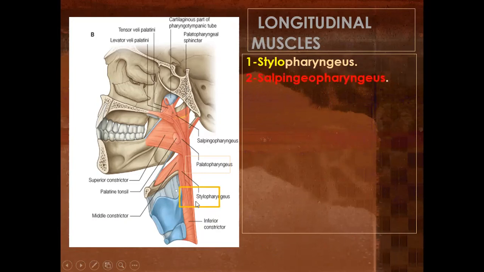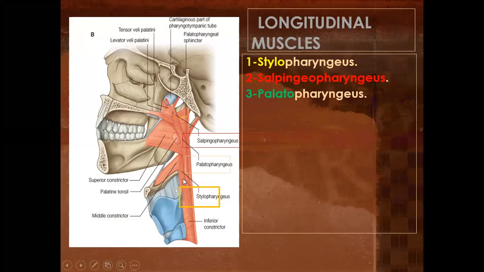The second is the salpingopharyngeus. Salpingo means the eustachian tube or auditory tube. So there is a muscle coming from there. This is called the salpingopharyngeus, beginning from the eustachian tube and going into the pharynx. The third muscle is called the palatopharyngeus. As the name indicates, it begins from the palate and goes into the pharynx.